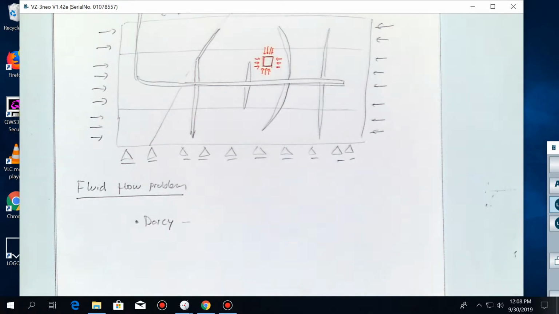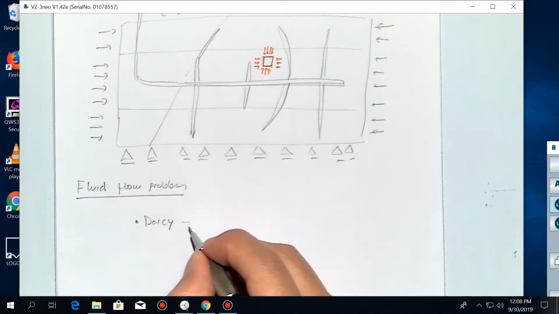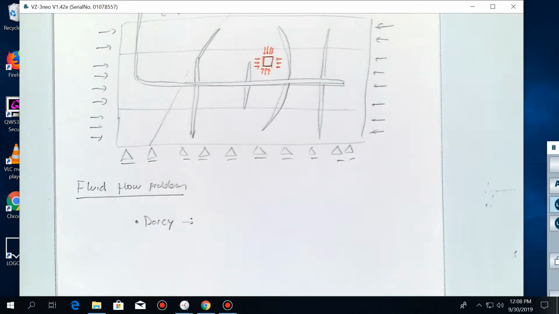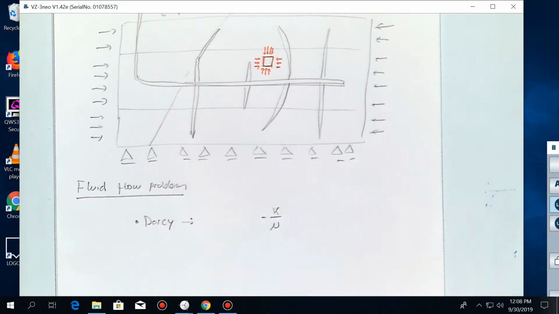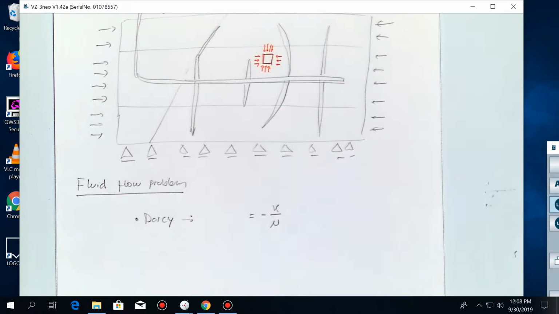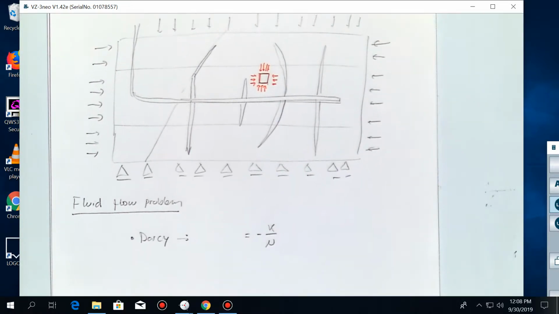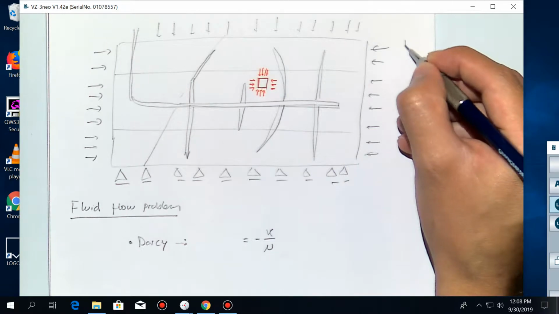What is Darcy? What's the equation for Darcy? Say again? Q? K over mu, yeah. K over mu, delta P over delta X. But what about in 3 dimensions? I'm talking about direction of flow in 3 directions, in a 3-dimensional space. Remember that we always have here a 3-dimensional space.